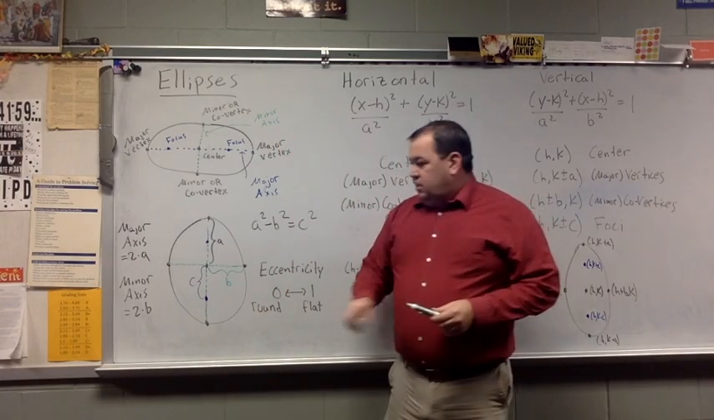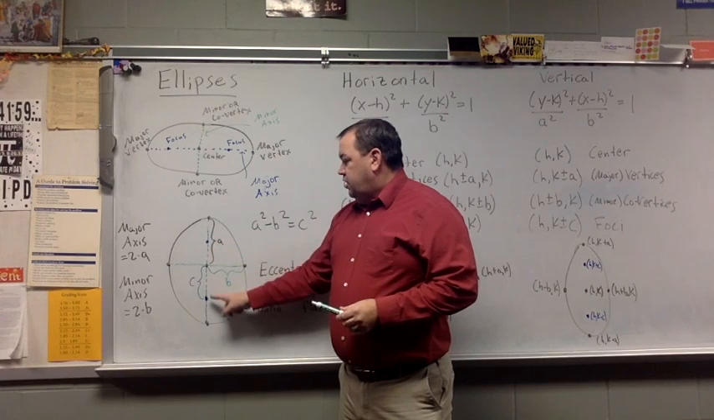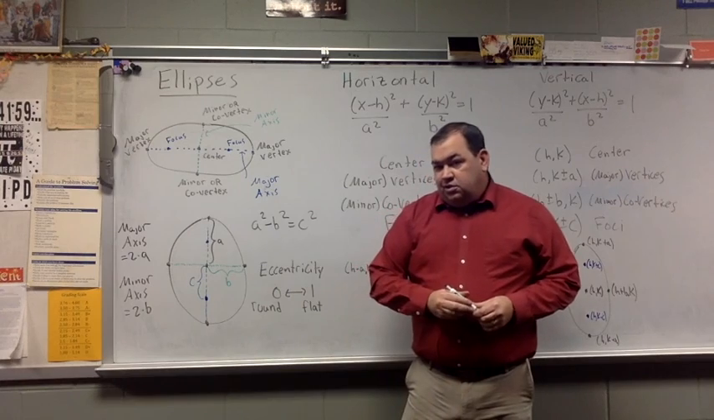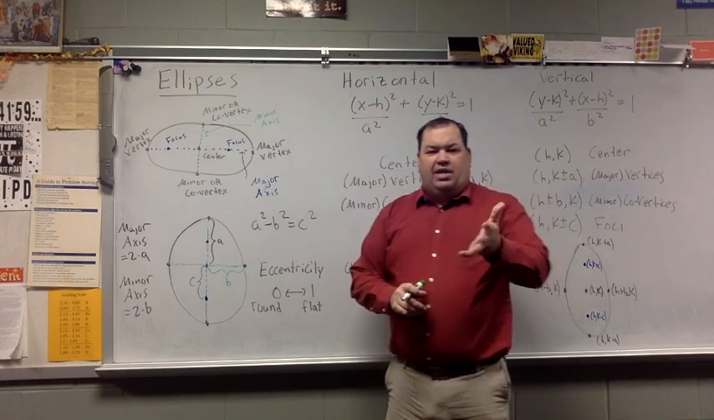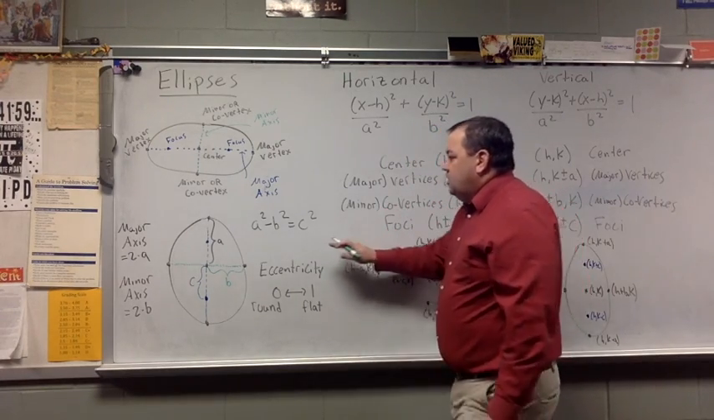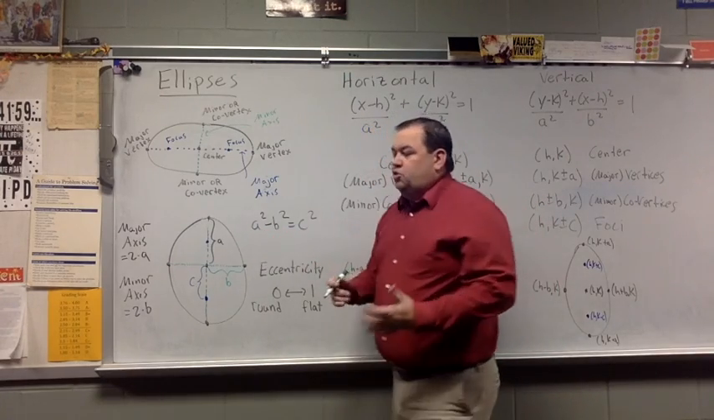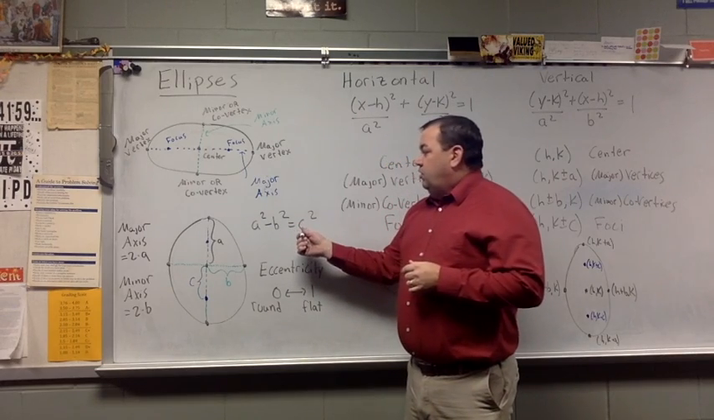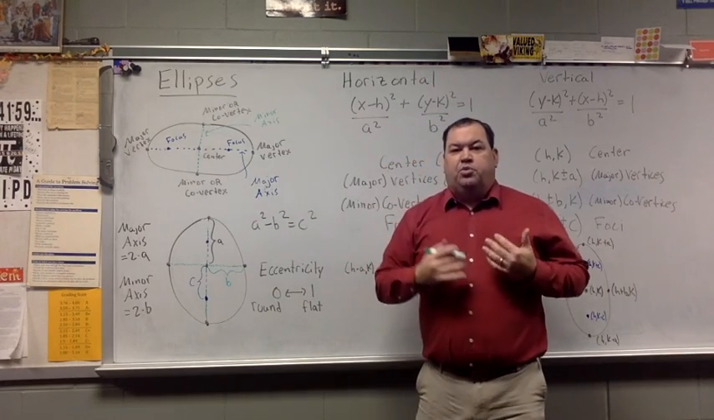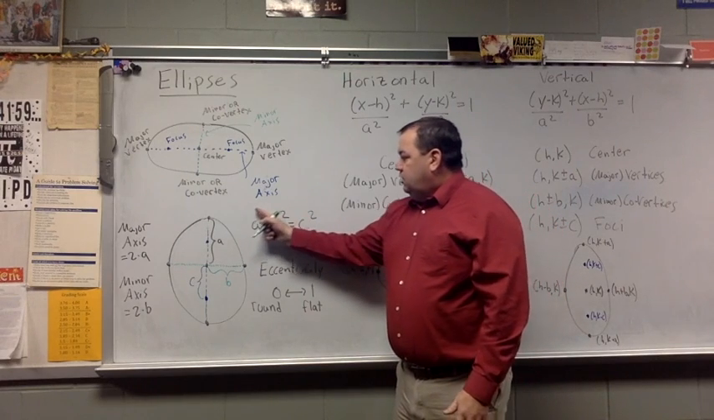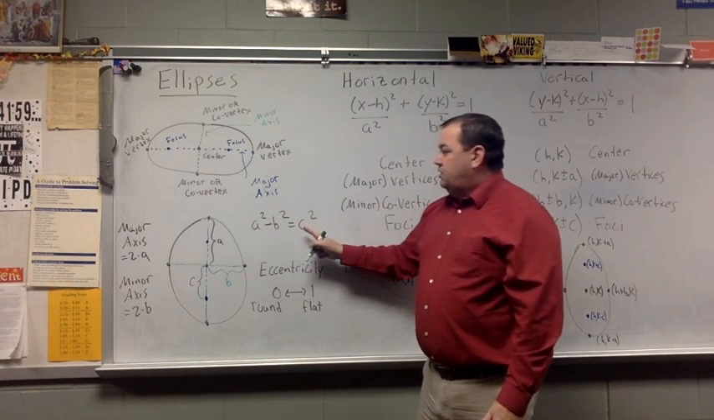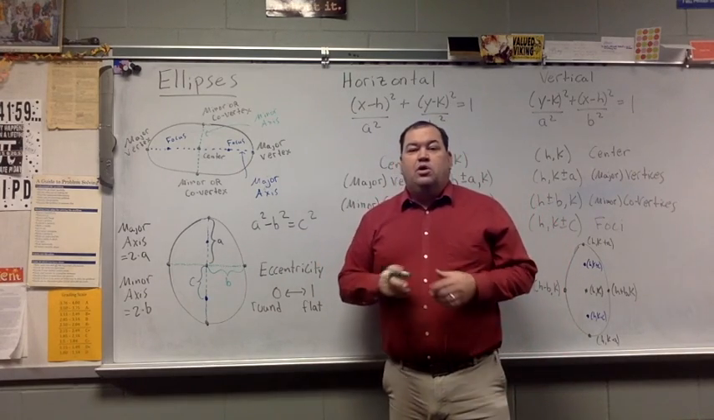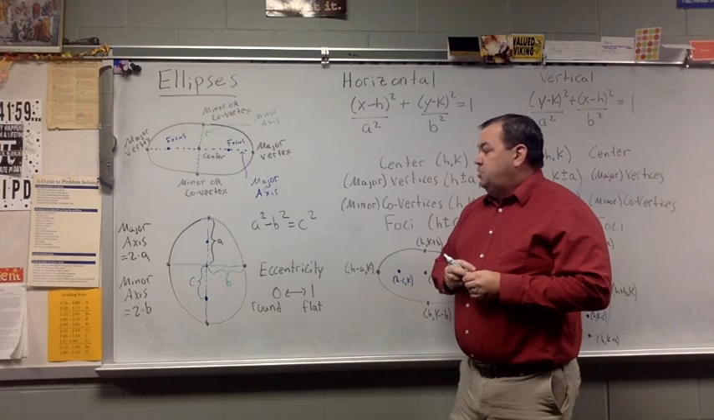But the curious one are these foci that are sitting here. The distance from the center to a focus is C. Now we need to have a way of calculating this C. So here's your calculation. Now it should look kind of familiar because it's very close to the Pythagorean theorem. A squared plus b squared equals c squared. But it's just a little different because we're actually subtracting to figure this out. So this is the one calculation we may have to do when we talk about these ellipses.